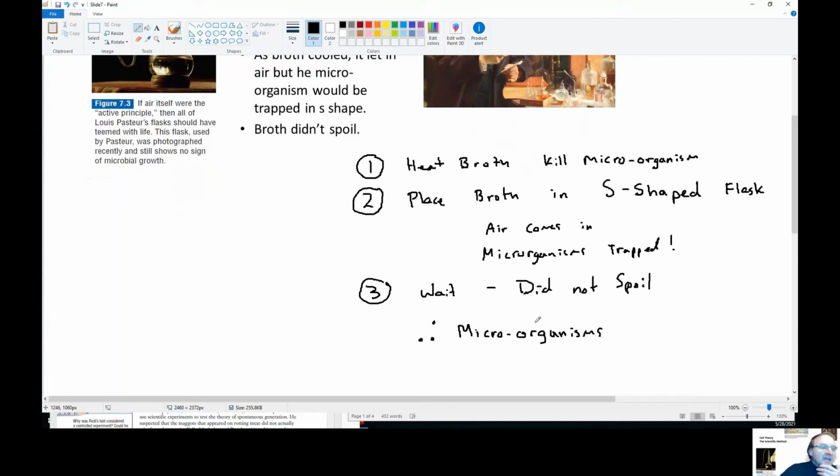Can be repeated again by others over and over. That's what science is. Experiments that can be repeated over and over. They get the same results. They don't get different results. They get the same results over and over. But we need more evidence, more observable evidence.